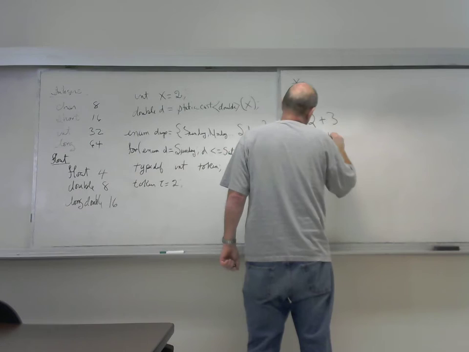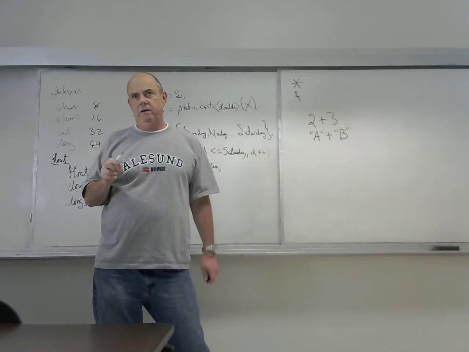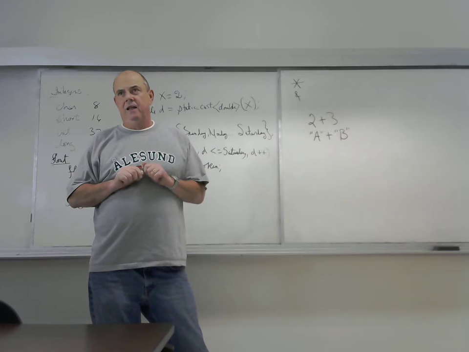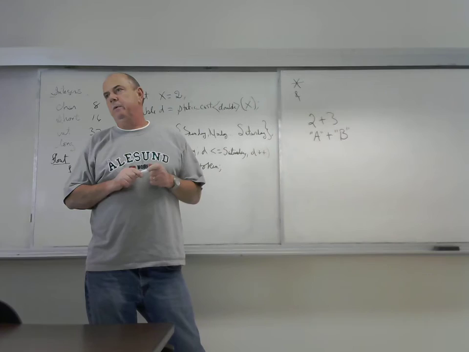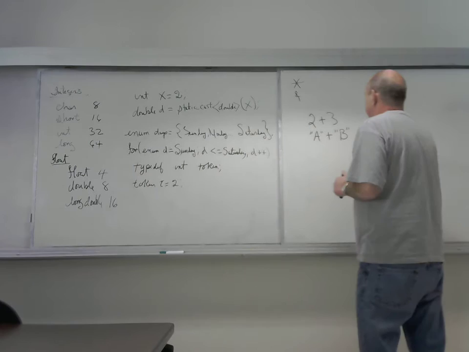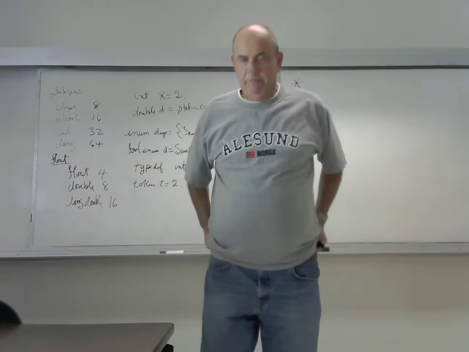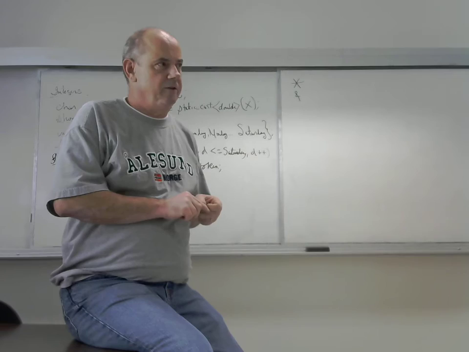2 + 3 and "2" + "3". They do the same thing. No, they don't. The first one adds, the second one concatenates. A and B is now A plus B. So it concatenates strings, but other things it adds. So the star or asterisk, of course, is multiplication. 2 × 3, 2 * 3, that's multiplication. The ampersand, this is the bitwise AND.